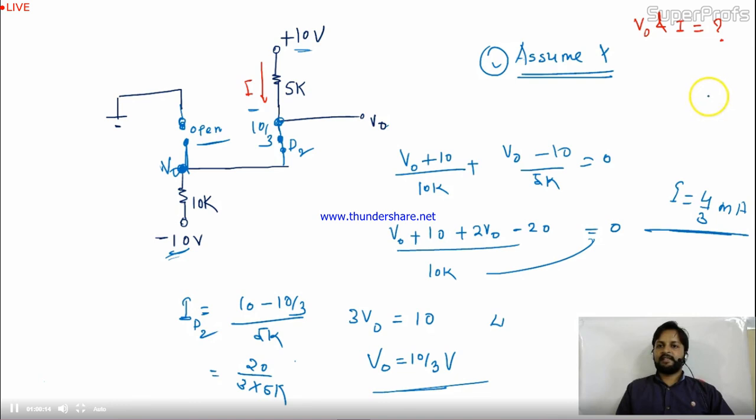But in the question he asked for the D1 current. This was the current in D1, right? So the D1 current is absolutely 0 because this is the open circuit. So your answer is V0 is 3.33 volt and I is 0. I hope this is clear.